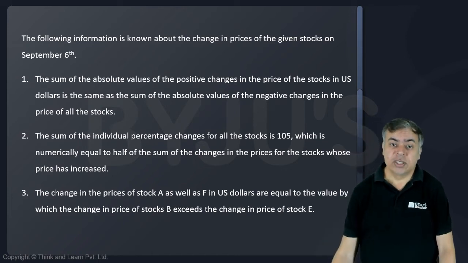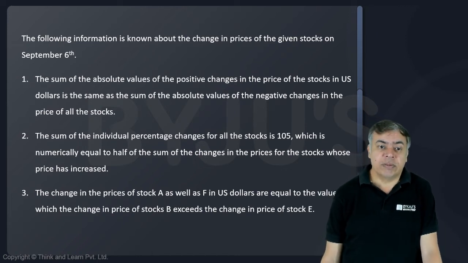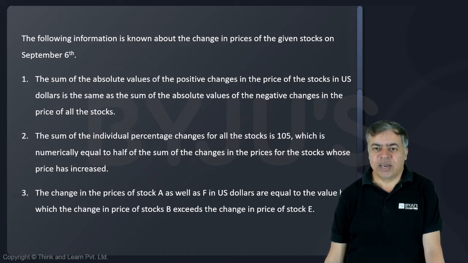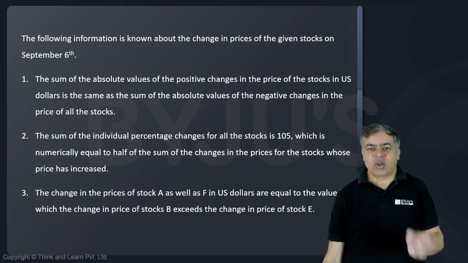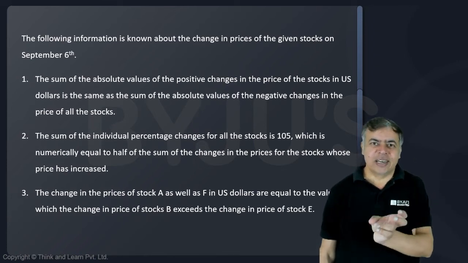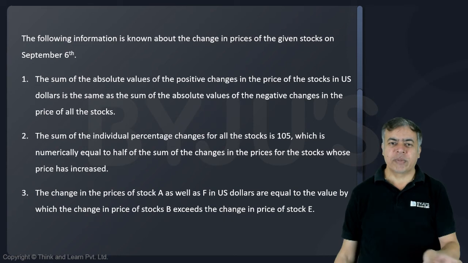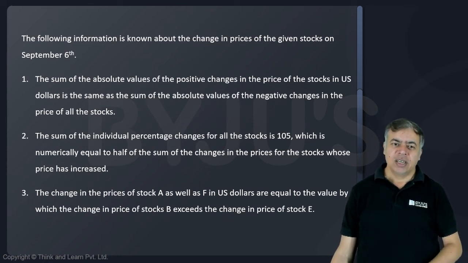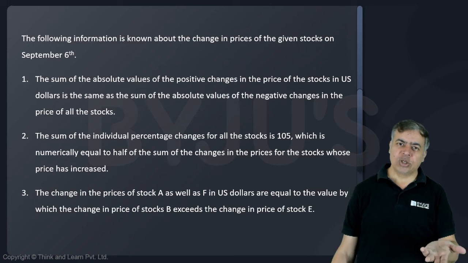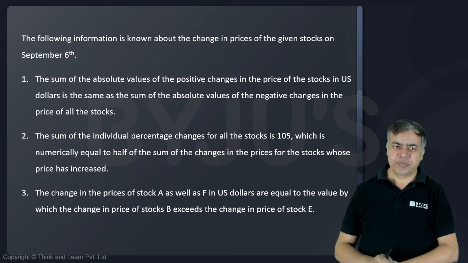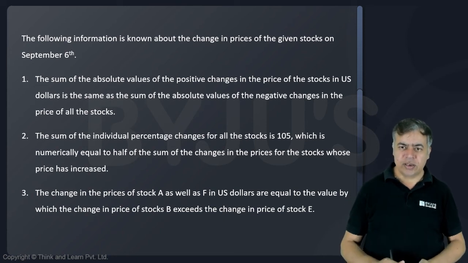So the following information is known about the change in price of the given stock on September 6th. Oh, from 5th to 6th. The sum of the absolute values of the positive changes in the price of stock in dollars is the same as the sum of absolute values of the negative changes. See, here he is talking about changes, right? Positive changes and negative changes, right? So from 5th to 6th September, the stock may go up, may go down. So it may be a positive change, it may be a negative change. He is saying the sum of absolute value of positive change, so whatever is the total positive change, that is equal to the total negative change. Okay, that is given, for all the stocks taken together.